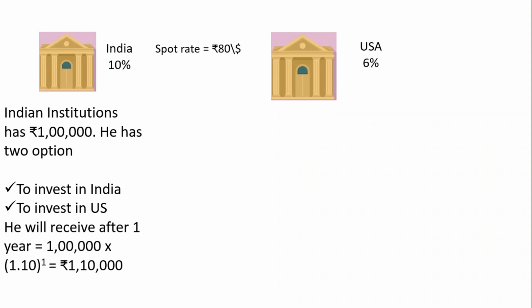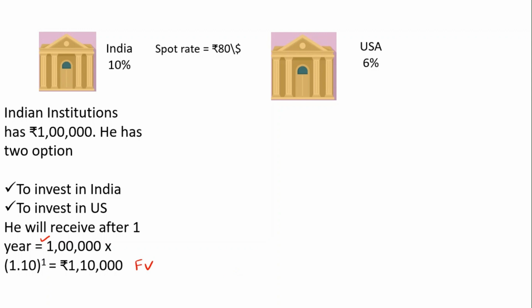The first option is to invest in India. If they invest in India, then outright 100,000 invested at the rate of 10% will give a future value of 110,000, or 1 lakh 10,000 Indian rupees, that the investor is going to get after 1 year if he invests in India.